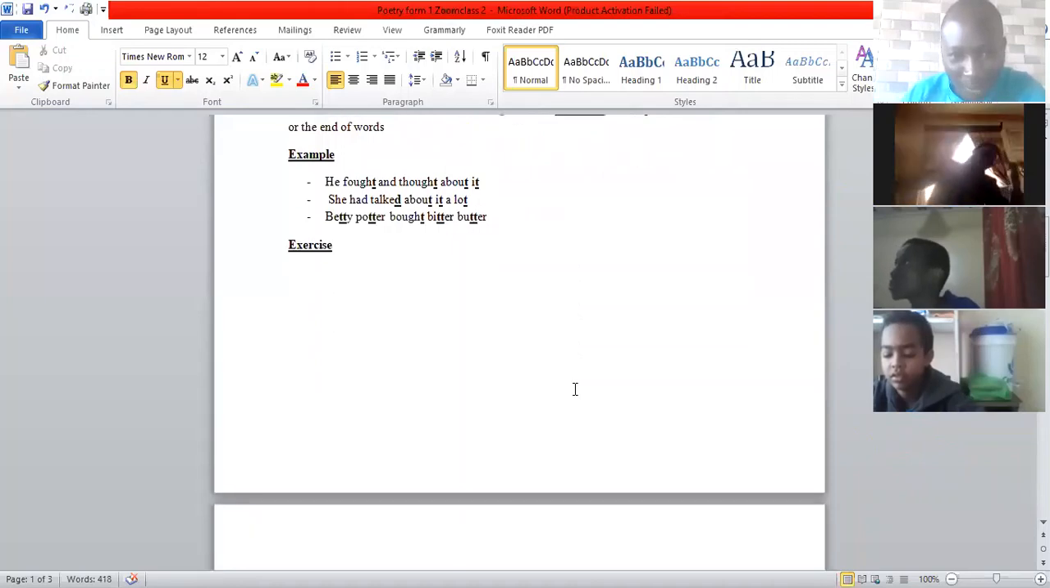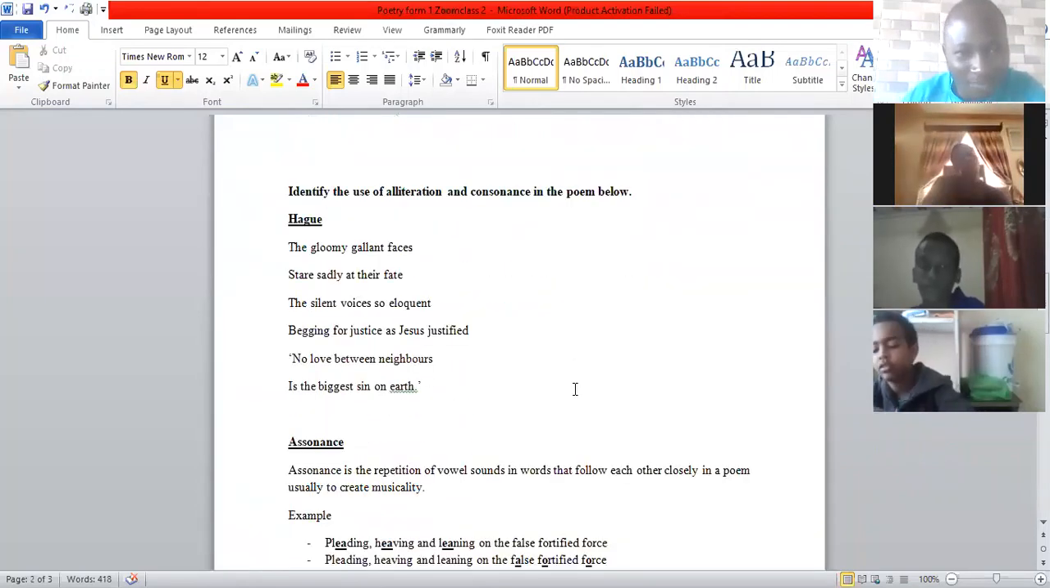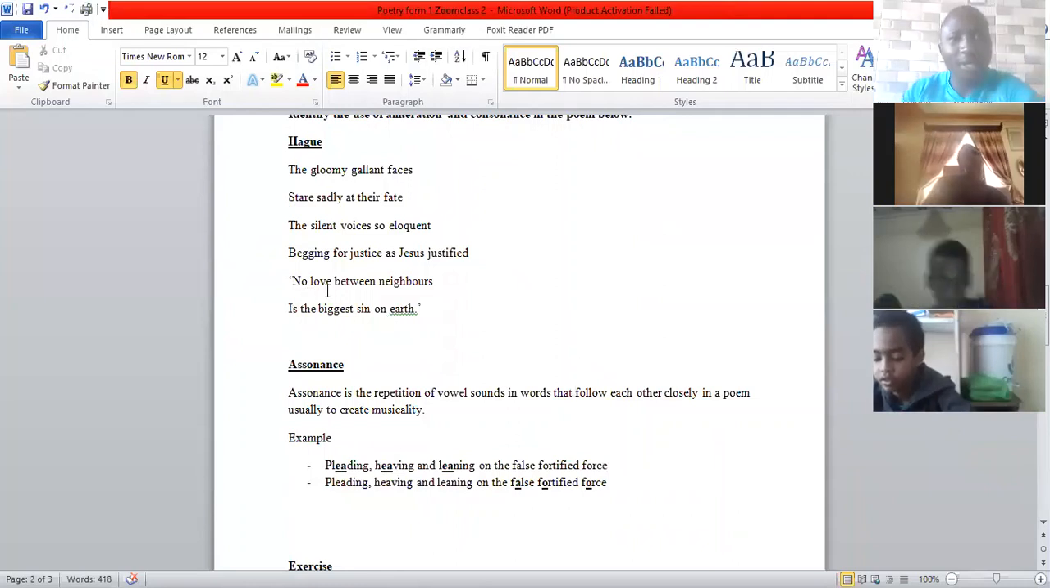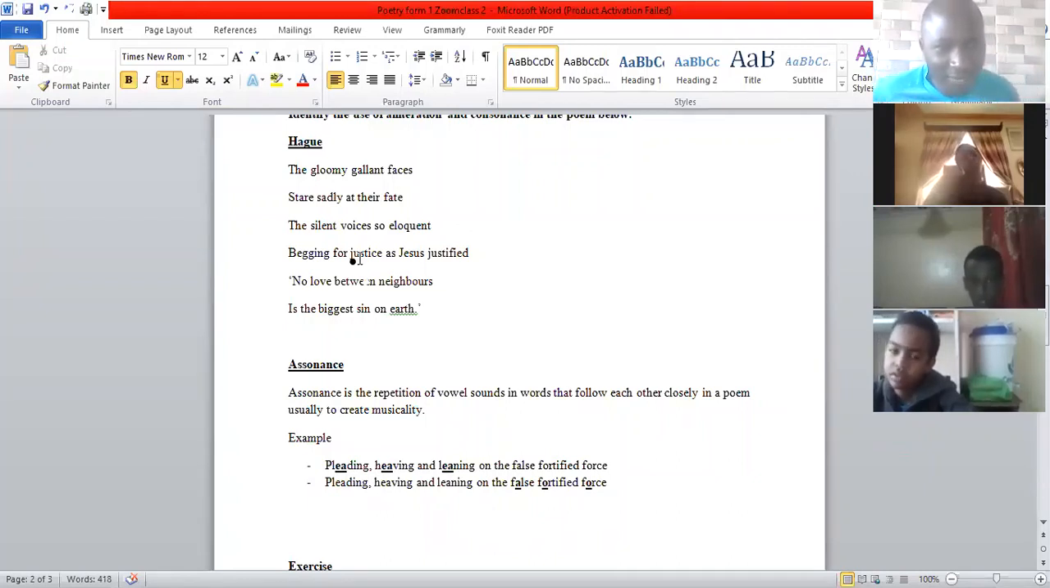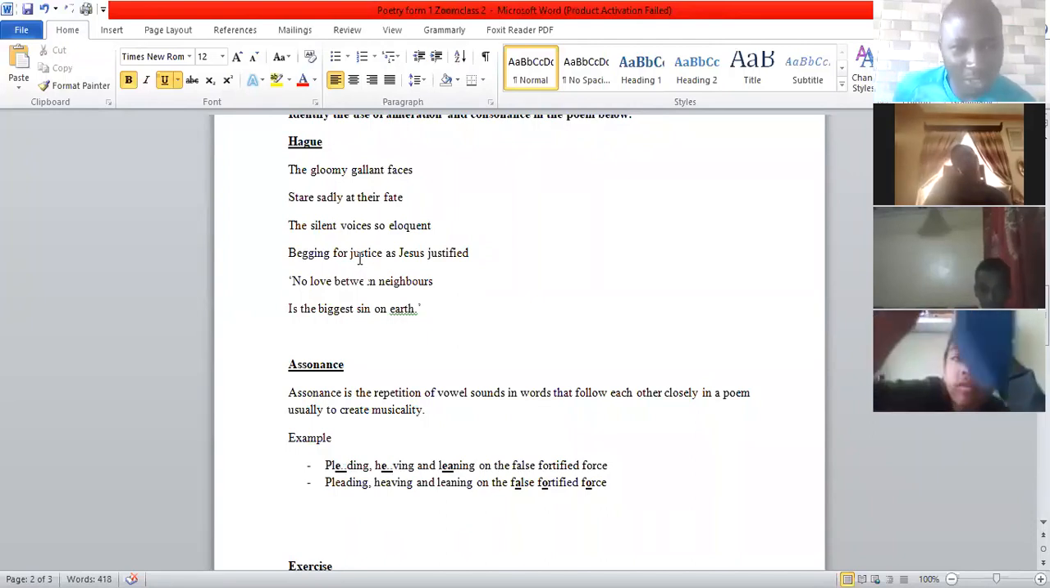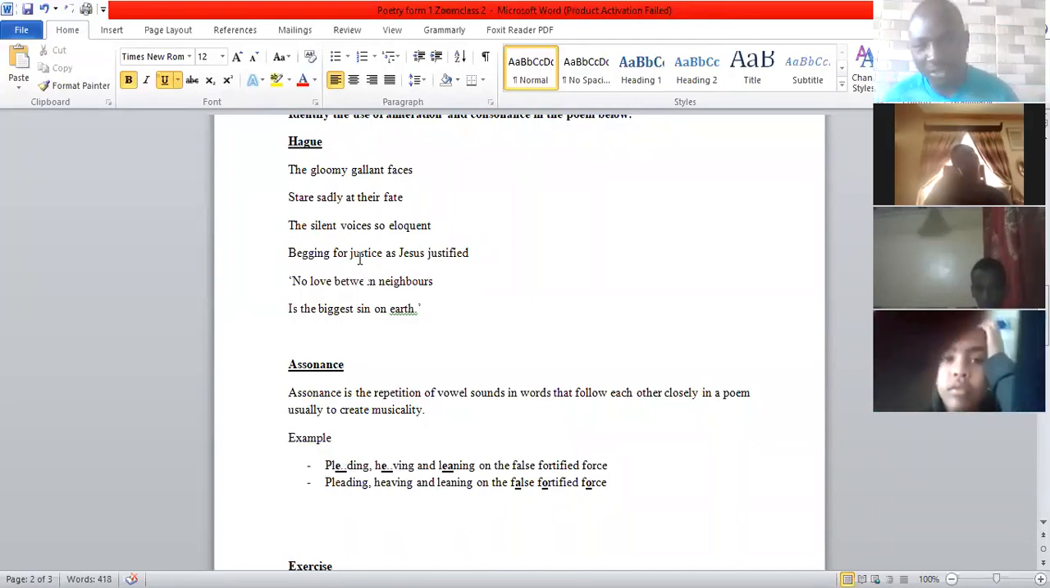Now we go for examples from our poem again. The gloomy gallant faces stare sadly at their fate. The silent voices so eloquent, begging for justice as Jesus justified. No love between neighbors is the biggest sin on earth.